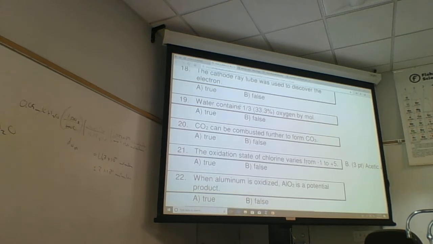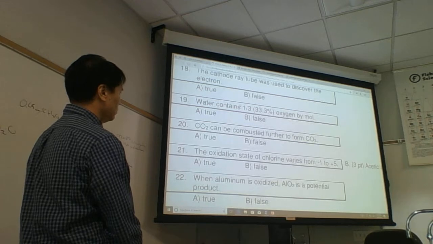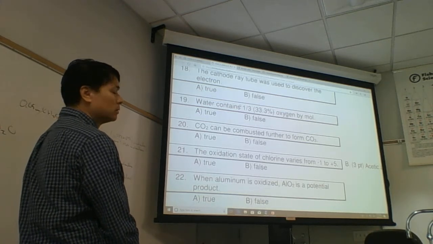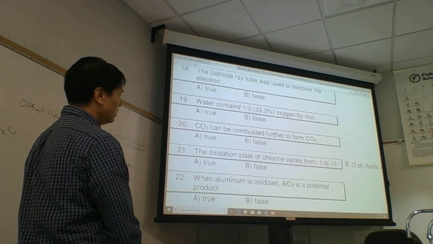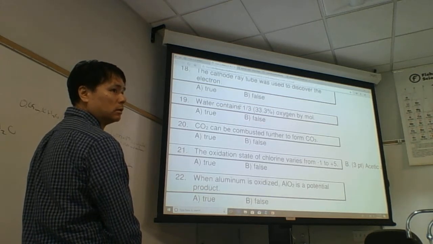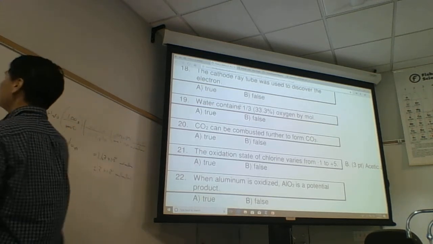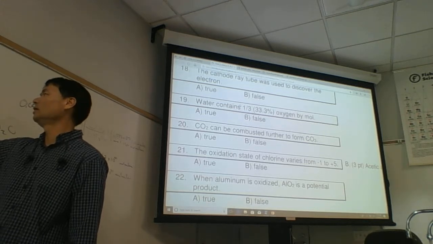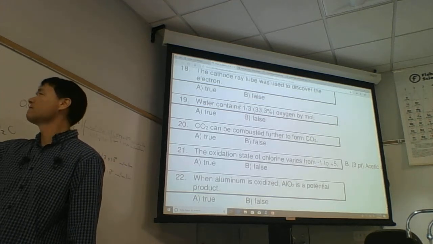20. CO2 can be combusted further to form CO3. It's false. Why is that false? Didn't we see CO3 before? You've seen CO3 before, but it doesn't look like that. CO3 that we know exists is CO3, which is called what?